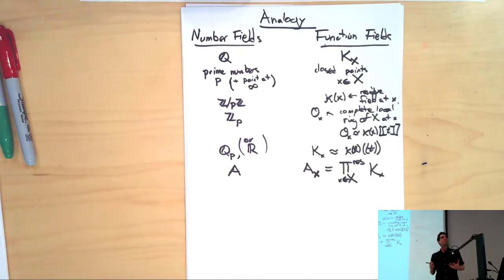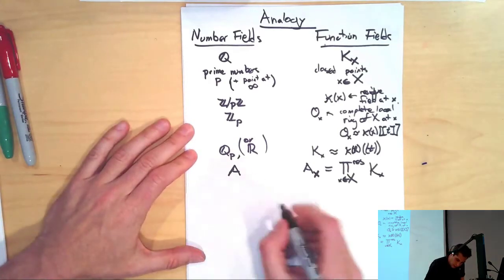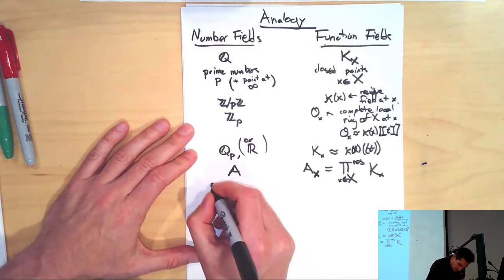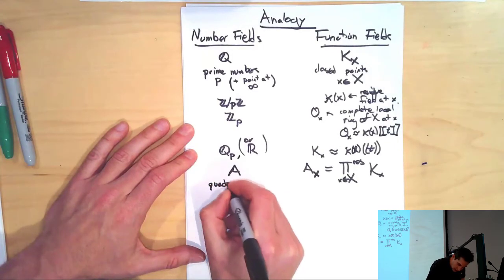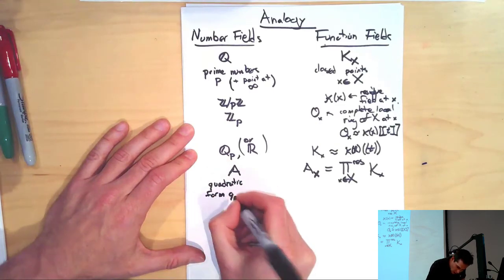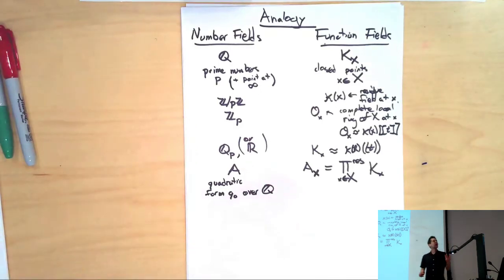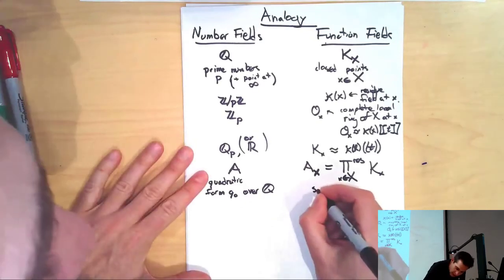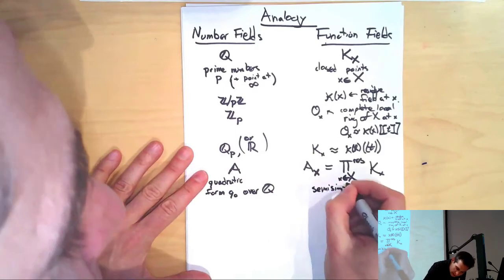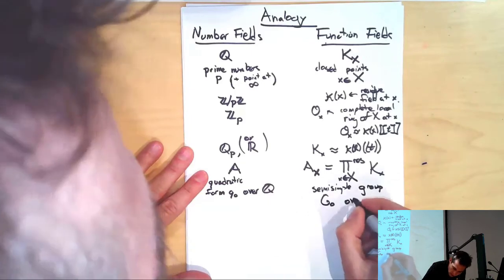Now I'd like to get into some more specific analogies with objects that we were interested in the previous lecture. So before, in the previous lecture, we were studying quadratic forms. So we could have a quadratic form, I'll write it as Q_0, over the rational numbers. And the analog of that in this lecture is going to be a semisimple algebraic group, which I'll call capital G_0 over the field K_X.